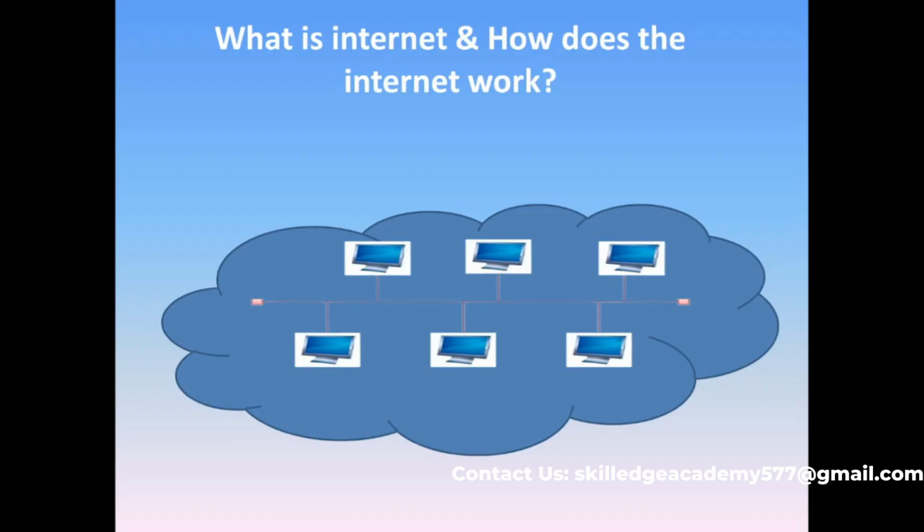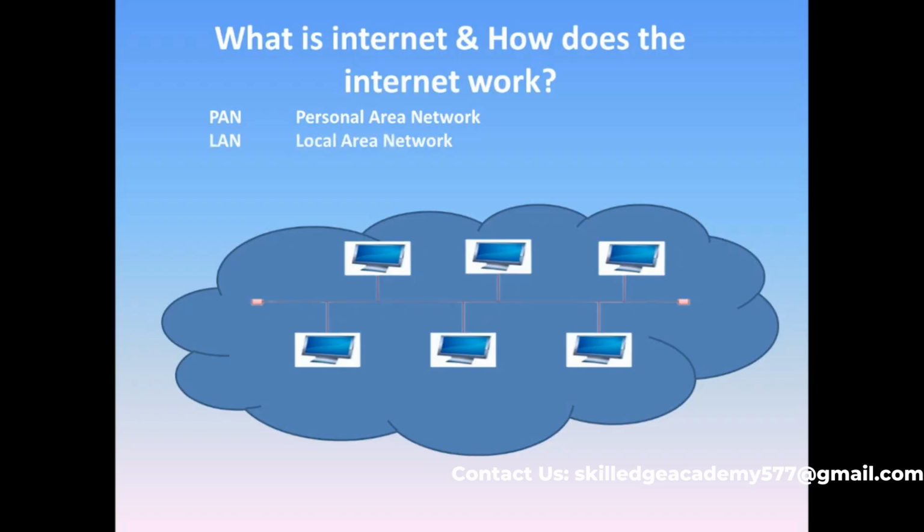Now, how many types of networks are there? There are 4 types of network. Number 1 is PAN, which stands for personal area network. What's a personal area network? It's a small network which ranges to a very few meters. An example of such a network is if I am operating my AC or television through remote control, that is an example of a PAN network.